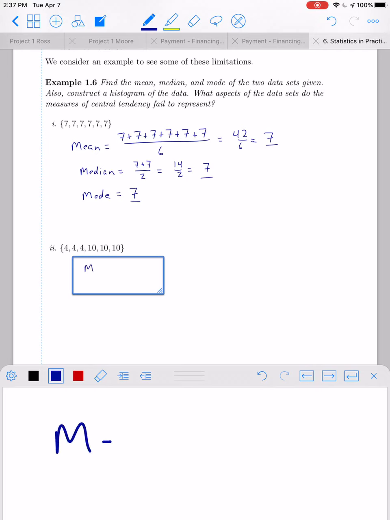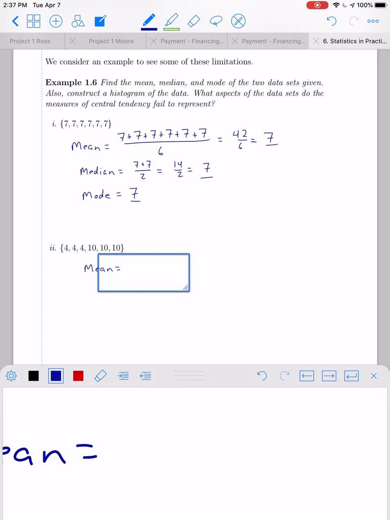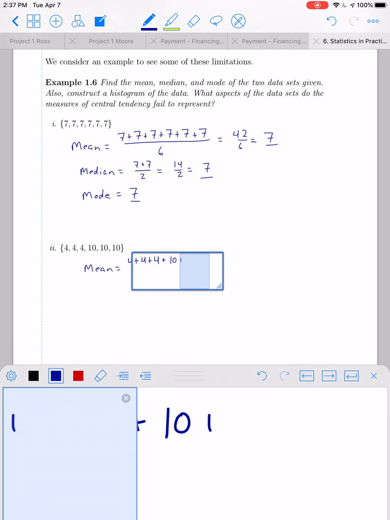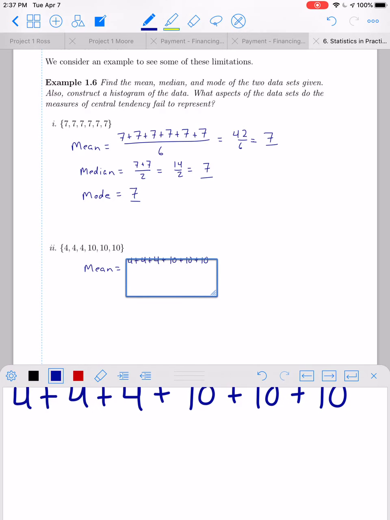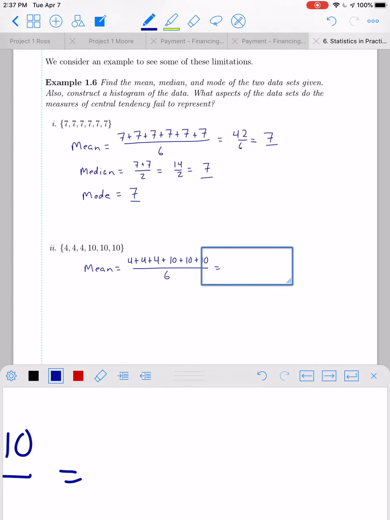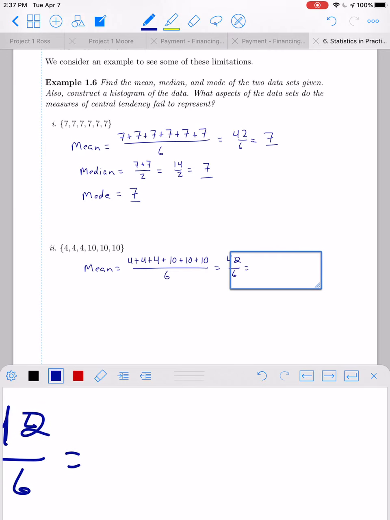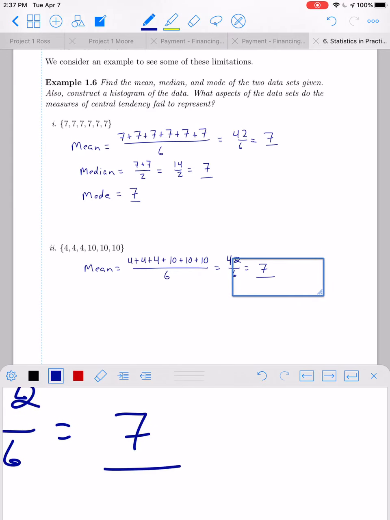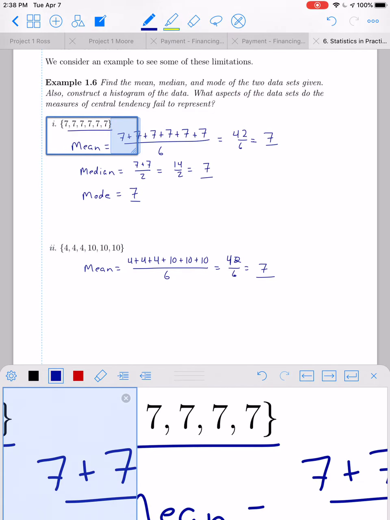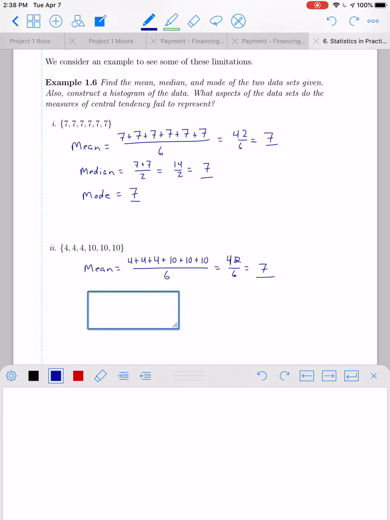So again, the mean, calculated the standard way: sum all the items up, and divide by their count. Their count is 6, there's 6 data items, and that's going to be again 42 over 6, which is 7. So the mean is 7 in this case. These two data sets are different. We have 3 4s and 3 10s versus 6 sevens. These are obviously different sets of numbers, but their mean is the same.